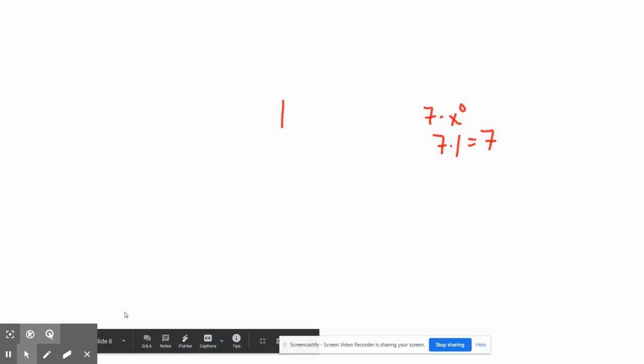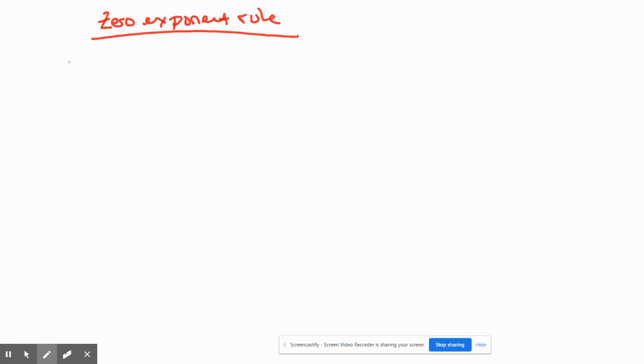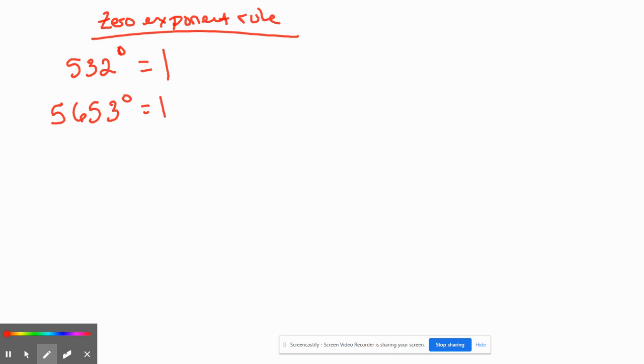So if you want to flip your paper on the back, and if you could label part of your notes there, 0 exponent, we're just going to do a few examples. 0 exponent rule. Like we had said before, I could do 532 to the 0 power, and that is just going to be 1. I could do 5,653 to the 0 power, and again, that is just 1.